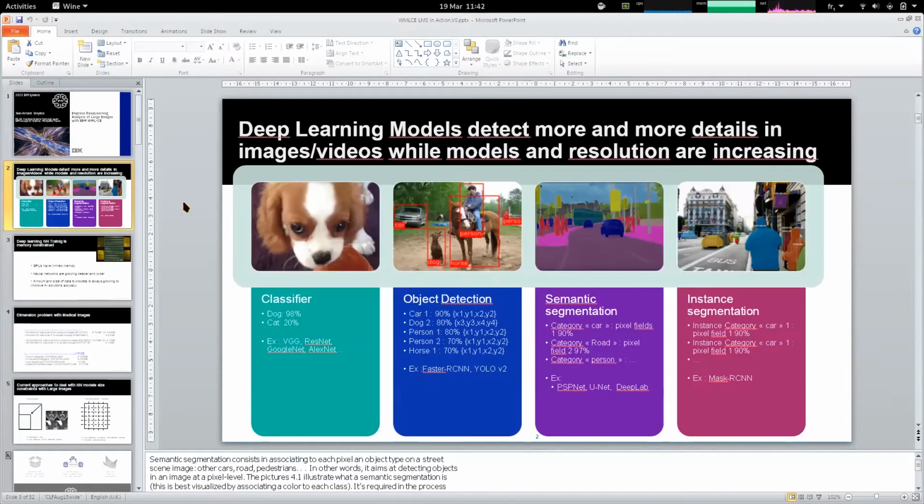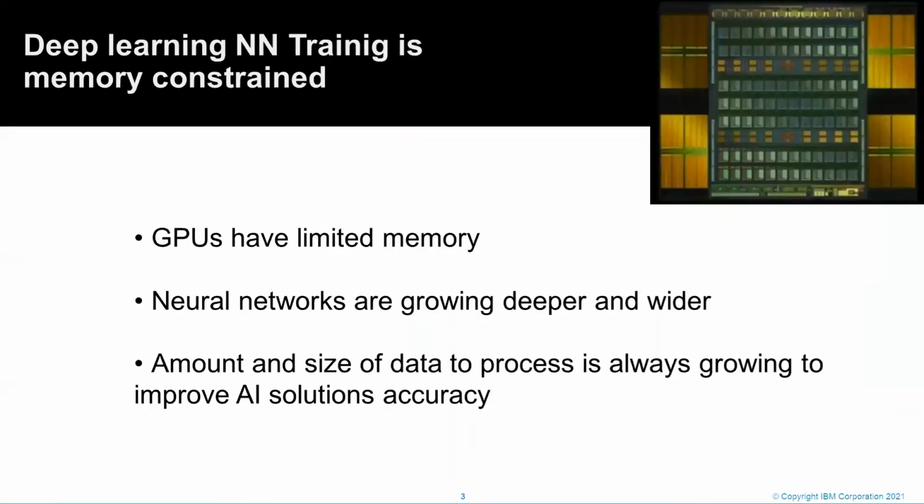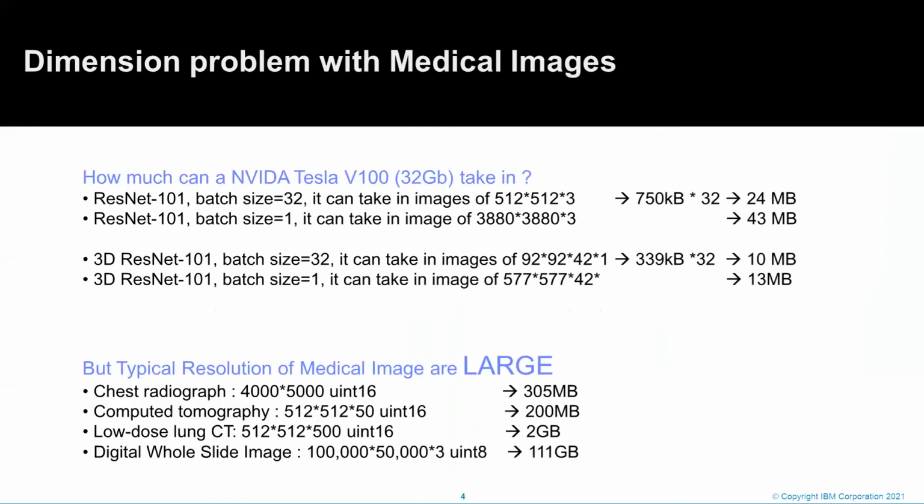So deep learning training is definitely memory constrained. You know that GPUs have limited memory. Neural nets are growing deeper and wider, and the image resolution is also becoming bigger, and we have access to a lot more images and data nowadays.